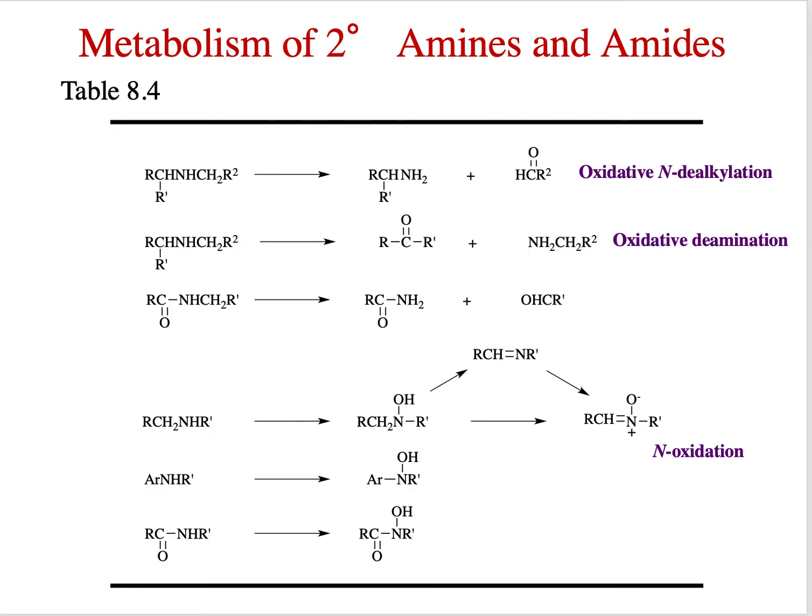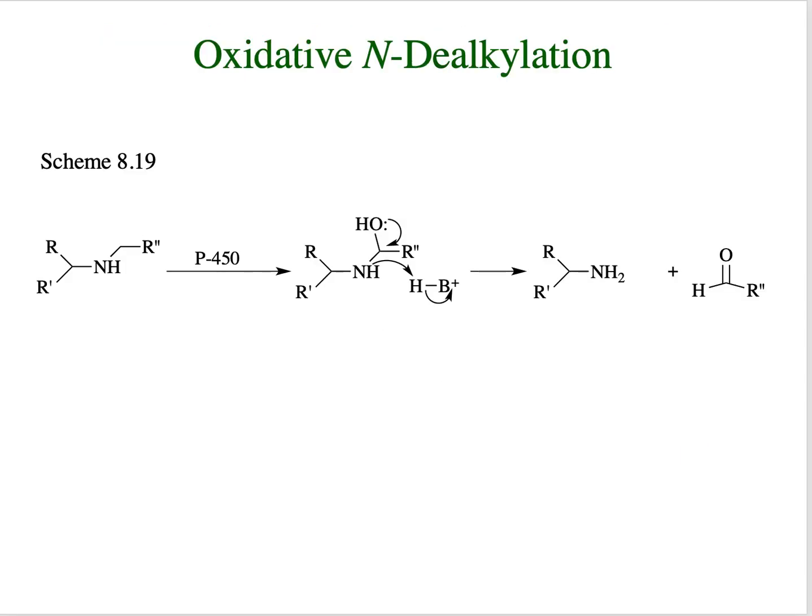So again, we have oxidative N-dealkylation, oxidative deamination, N-oxidation. And these are all for secondary amines and amides. Basically, a lot of the amines and the amides, your body is ready to break down. So they do it through a number of steps, and you can start to get these different eliminations. You can do this by oxidizing the alpha proton as well.